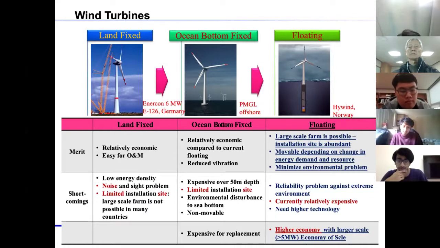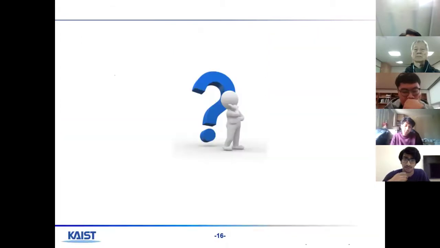If we look at the prices, I think the most expensive one would be the floating one. I think there's not much else to cover in these, but yes, this is the end of my presentation. Do you guys have any questions?